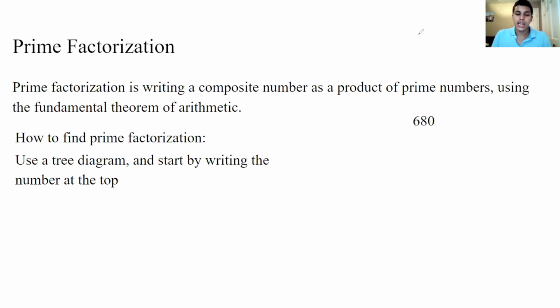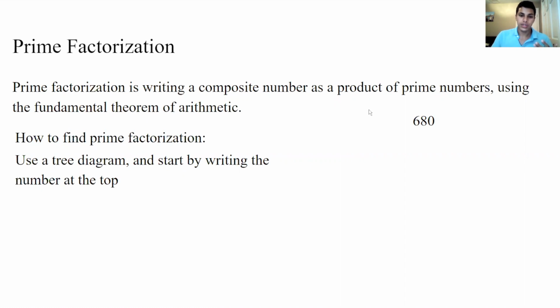So our first step is basically, and like I showed before, you can break numbers down into a bunch of different numbers, and it'll eventually lead to prime ones. Break it down into two numbers that multiply to get 680.